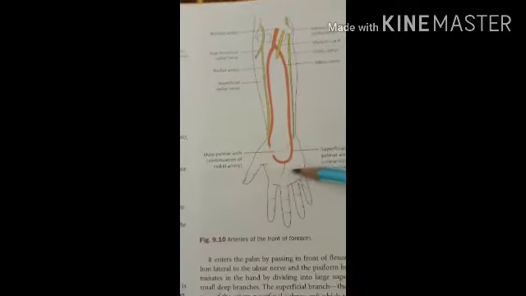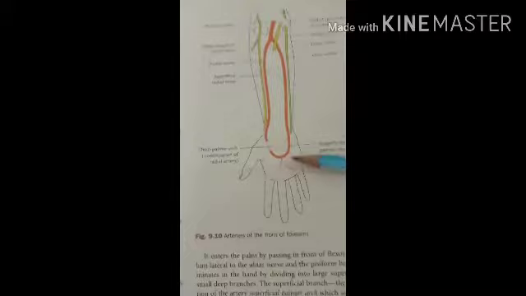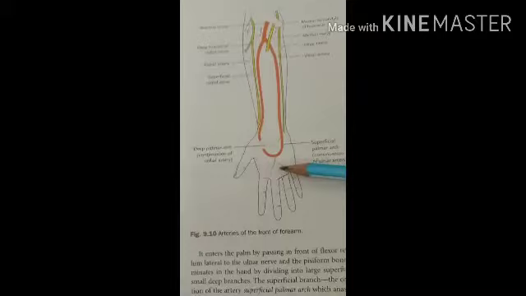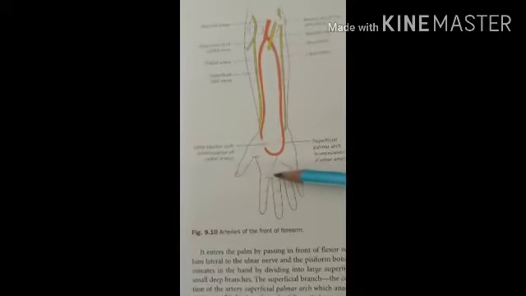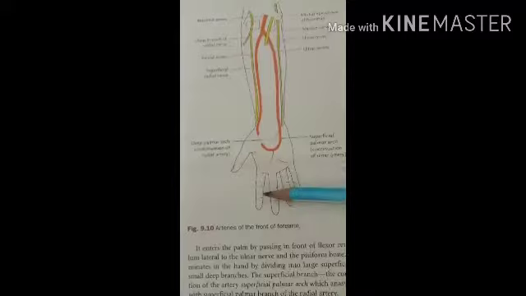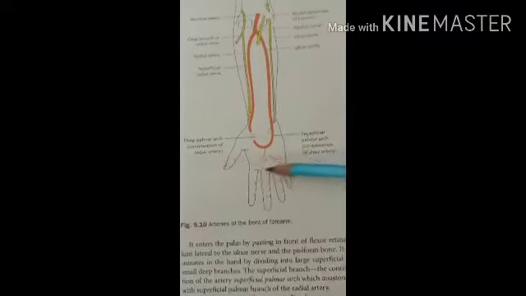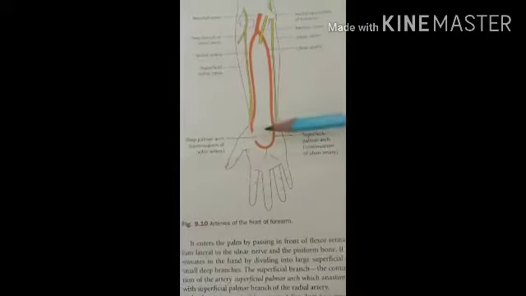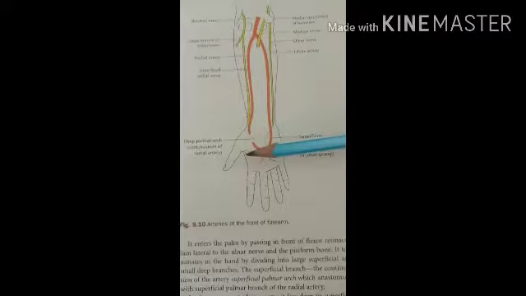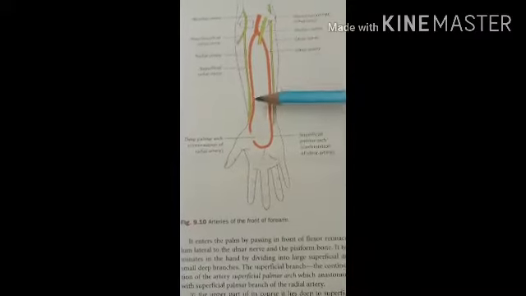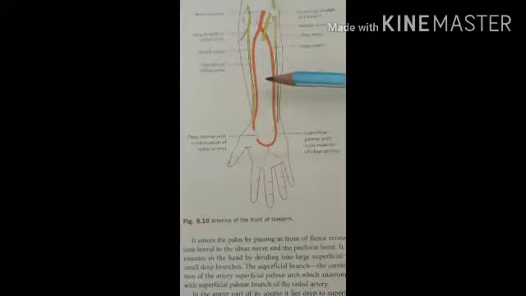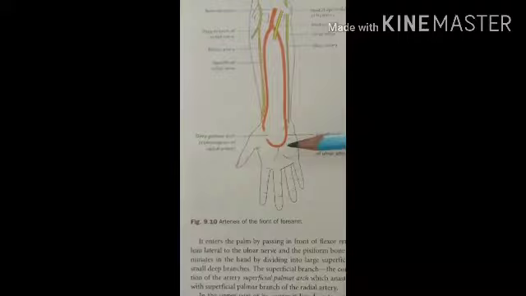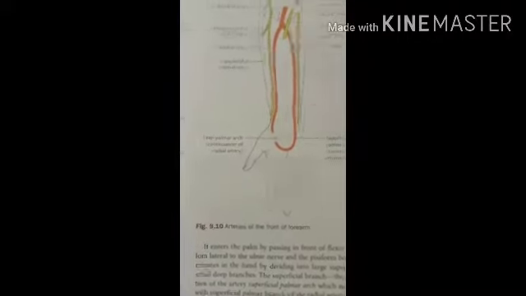It terminates in the hand by dividing into a large superficial and a small deep branch. The superficial branch, the continuation of the artery, forms the superficial palmar arch, which anastomoses with the superficial palmar branch of the radial artery. In the upper part of its course, it lies deep to the superficial flexor muscles, and in the lower part of its course, it becomes superficial and lies between the tendons of flexor carpi ulnaris and flexor digitorum superficialis.